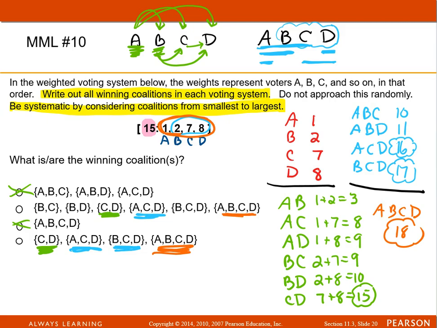And this one had ACD and BCD also, but it had BC. Here's BC. BC only added up to 9. So that is not. And BD only added up to 10. That's not. So it can't be that one. It's this one. And that is number 10.